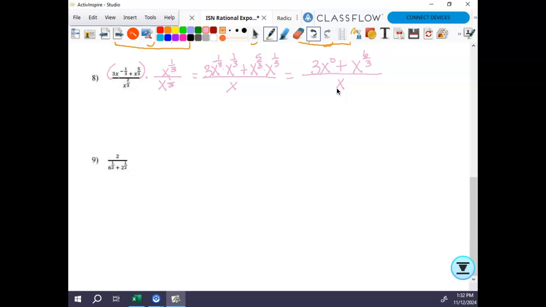Okay. So what is x to the 0 power? 1. So this whole thing doesn't become 1 because it's only x. It's 3 times that, so it's basically 3 times 1. So that is 3 plus x. What is 6 over 3? 2. x squared over x.